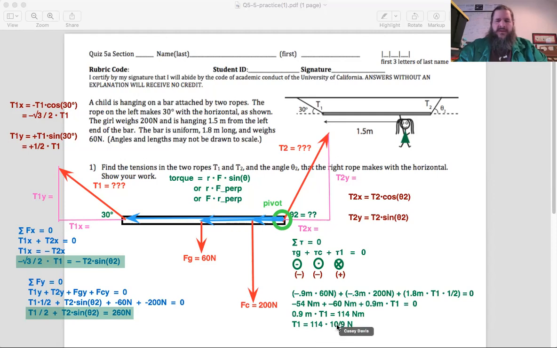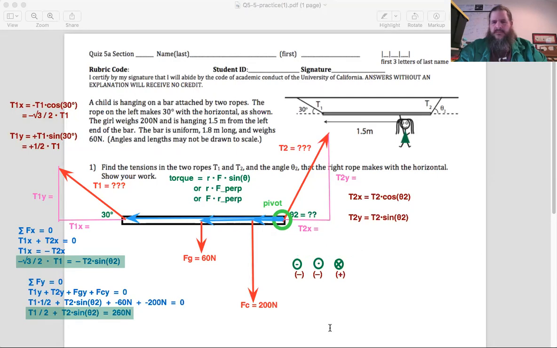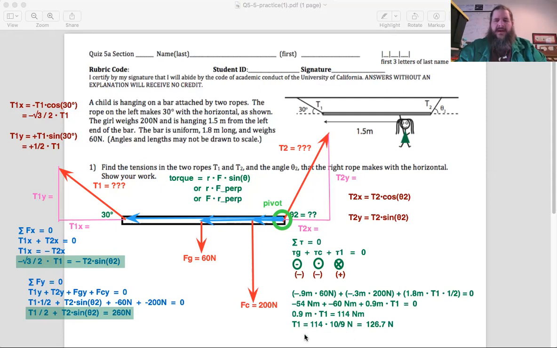so 114 times 10/9. What is that kind of? I got 126.7 newtons. Sounds good. 126.7 newtons. So that would be how strong tension 1 is. And notice that that's not one of the components of tension 1. This is tension 1 because we already incorporated direction based on the sine 30 or 1/2. So tension 1, the strength of tension 1, the magnitude is 126.7 newtons.